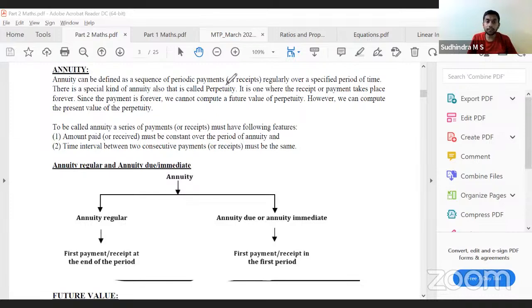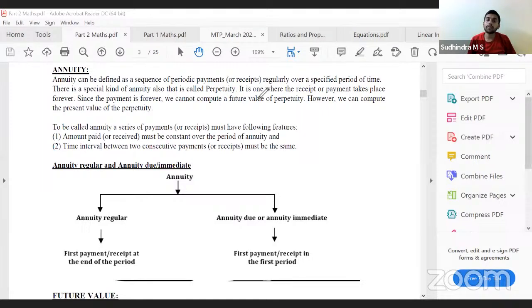There is a special kind of annuity also called perpetuity. What is perpetuity? There is no end. Correct. So there is no maturity period at all. It will go on forever. So that is perpetuity, a special form of annuity. It is one where receipt or payment takes place forever.